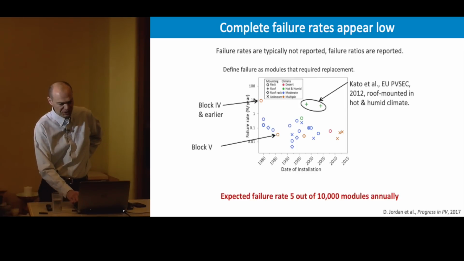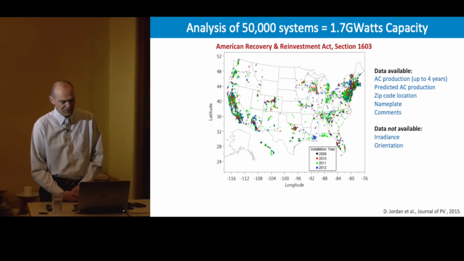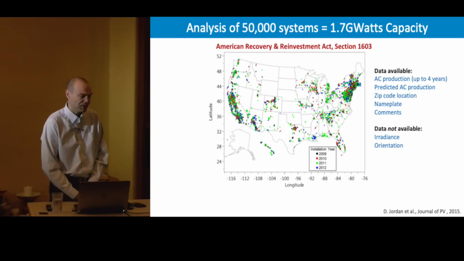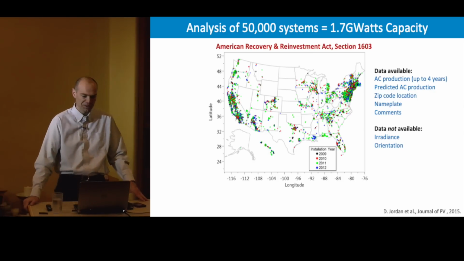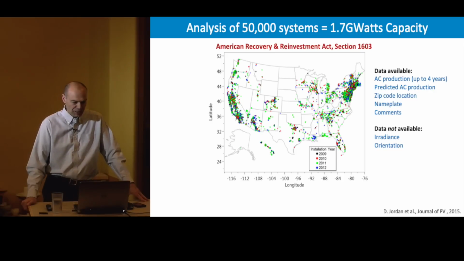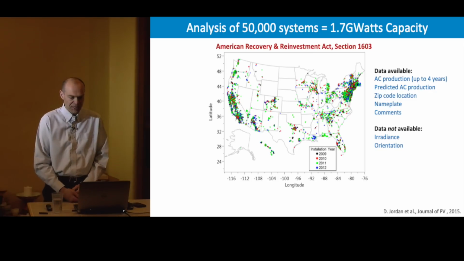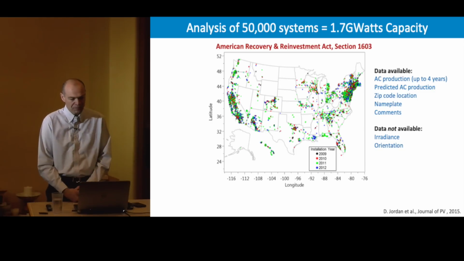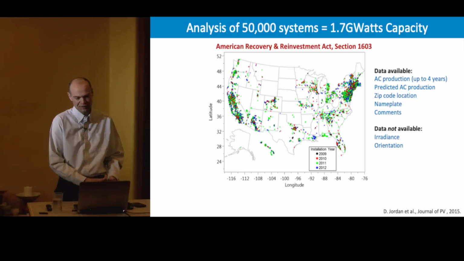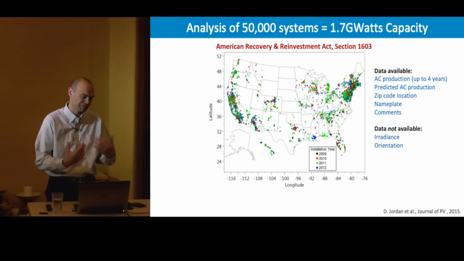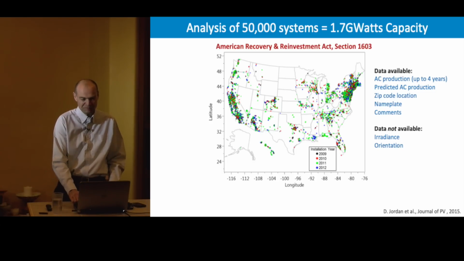And we could see the same result in a very large study. This is the Section 1603. These are 50,000 systems totaling up to almost 2 gigawatt of capacity. That's shown here all across the US, colored by the year of installation. And so what we had is AC production data for all these systems. We had a predicted production. We had the location, at least rough zip code location. And we had comments on the performance. The incentive program was such that they had to provide comments on the performance, and eventually we obtained the data.